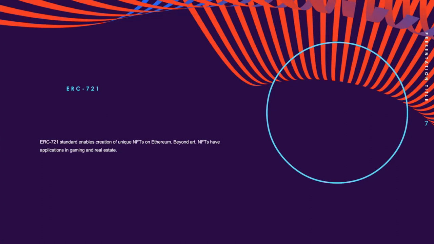There are also 3 events in ERC 721. One of them is transfer. This event is emitted whenever ownership of an NFT changes, either because it has been transferred from one address to another, or because it has been created or destroyed. There's another event called approval, which is emitted whenever the approved address for an NFT is changed or reaffirmed. There's one other event called approval for all, which is emitted whenever an operator is enabled or disabled for an owner.